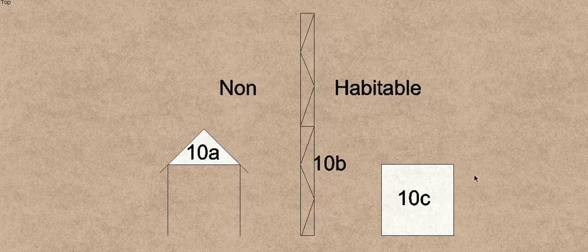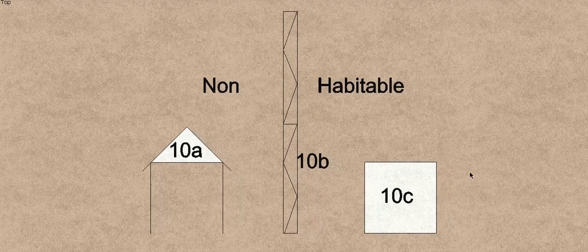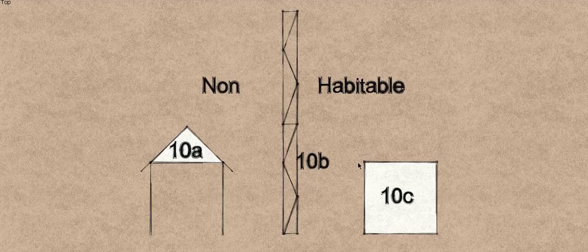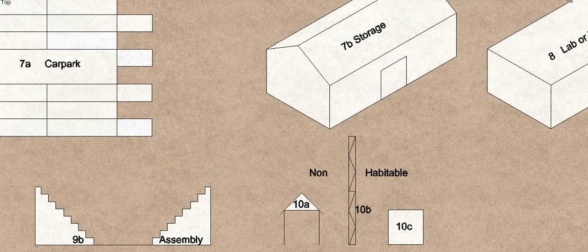And the last one, class 10C, is a detached or separated bushfire shelter for the use of the homeowner. Okay, so bushfire shelter falls into 10C. So they're all our building classes.